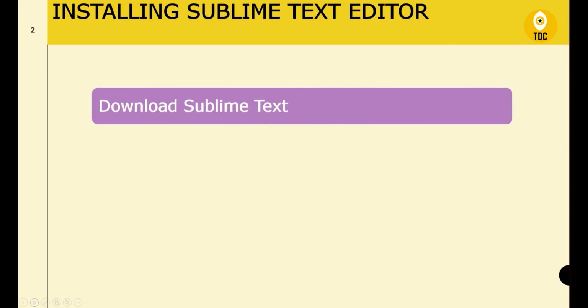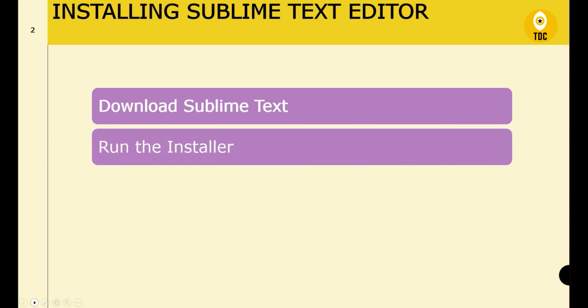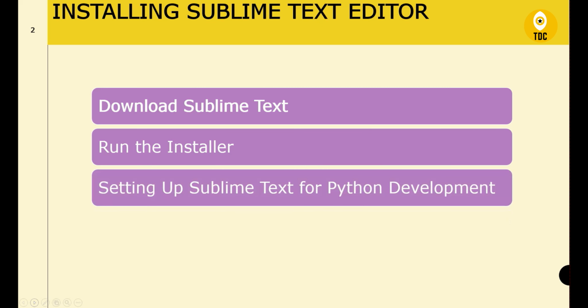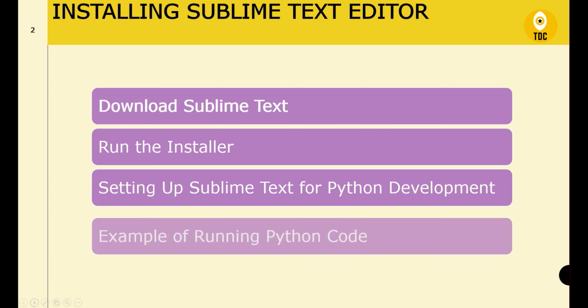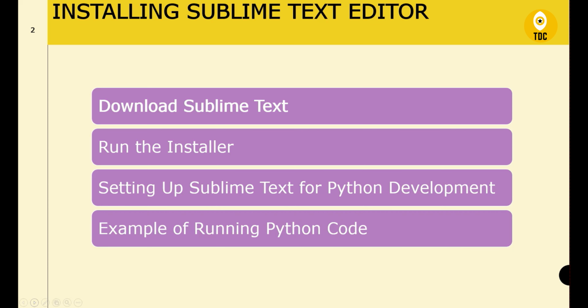The installation of Sublime Text Editor is a simple step. We need to download Sublime Text, run the installer, and set up the Sublime Text Editor for Python development. And finally, we will run our first Python code, a simple example, and demonstrate how we can use Sublime for Python development, right?